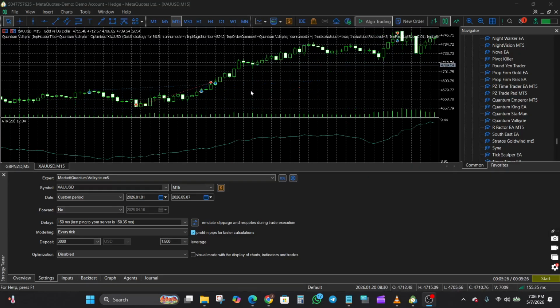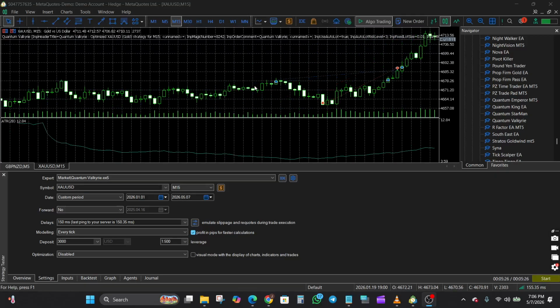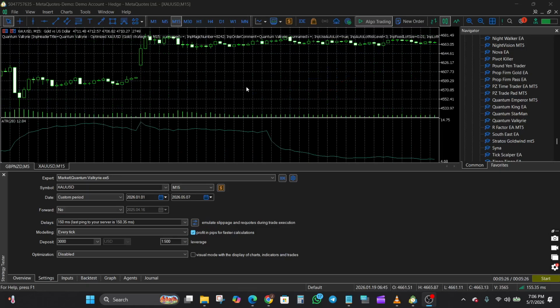So the EA doesn't seem to overtrade. Instead, trades cluster around specific market conditions where momentum and structure align. You can see that there are also clear periods where it stays inactive, which suggests it is filtering out a lot of low quality setups rather than forcing trades.